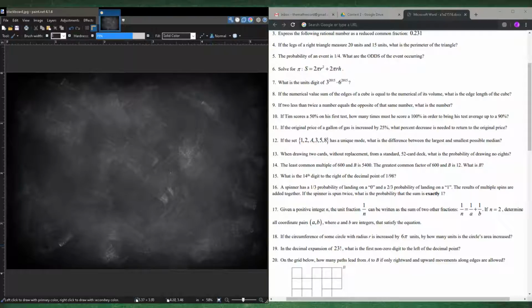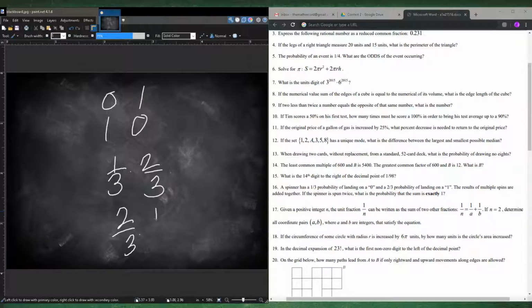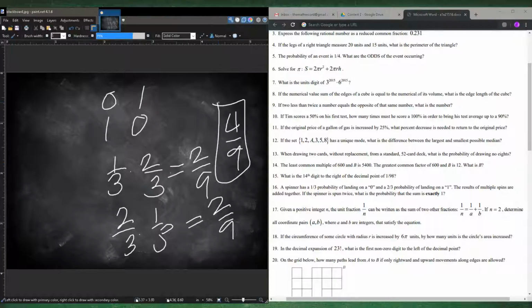So the sum is exactly 1 if it's 0, 1 or 1, 0. So 0, 1 is 1/3 times 2/3, or it could be 2/3 times 1/3, right? So the probability of this occurring is 2/9, and the probability of this occurring is 2/9. So adding them together, the overall probability is 4/9. So the answer to question 15 is 4/9.